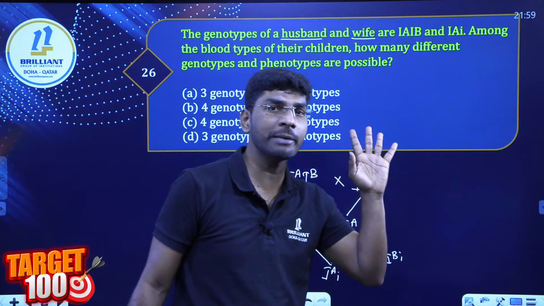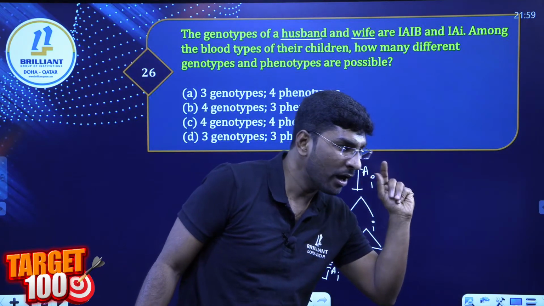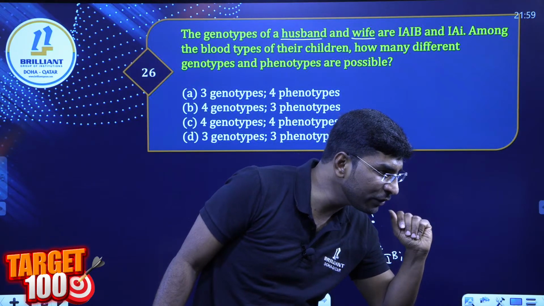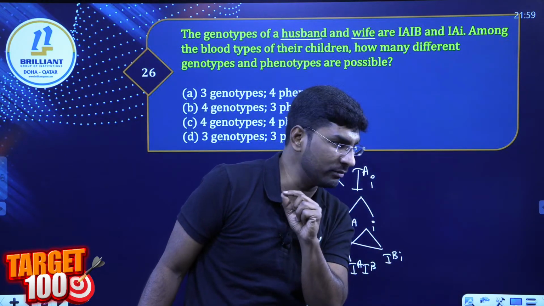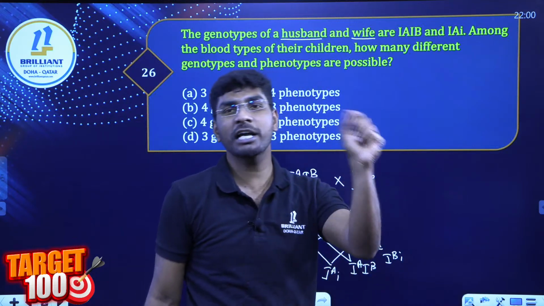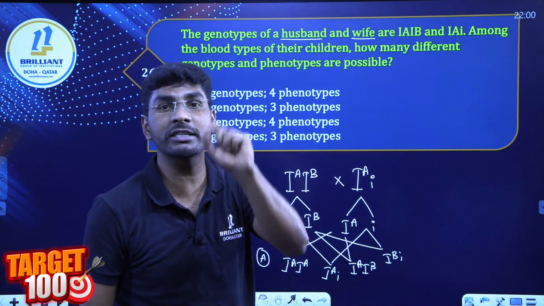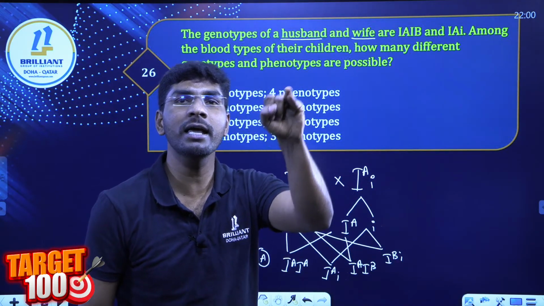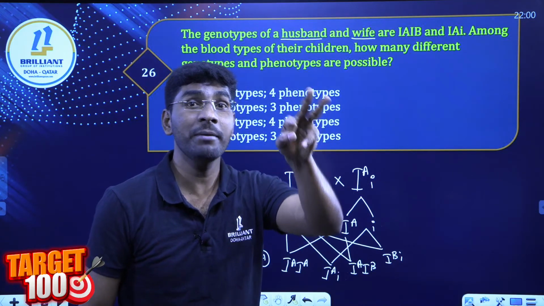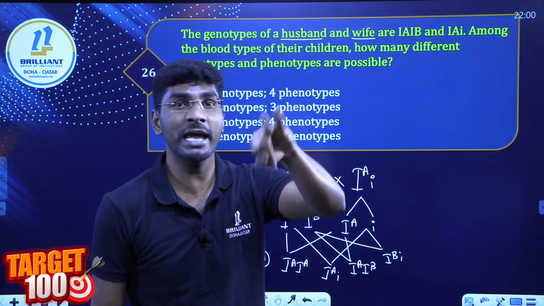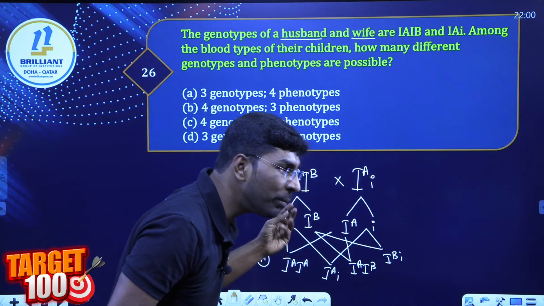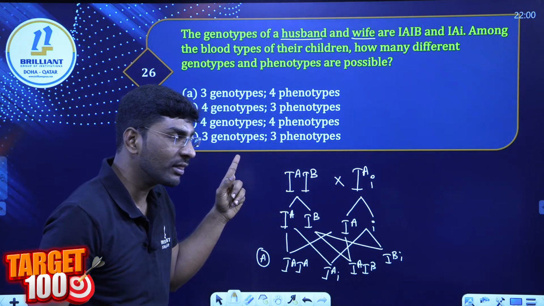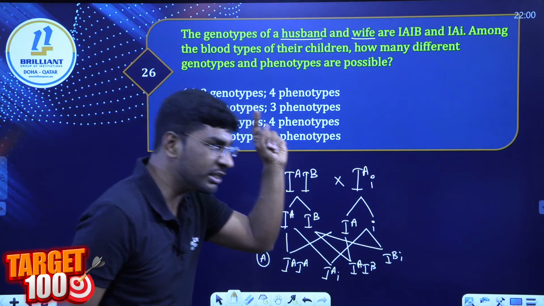I need the number of phenotypes. Very good, absolutely: three phenotypes, A, B and AB. How many genotypes? Answer me, how many genotypes?